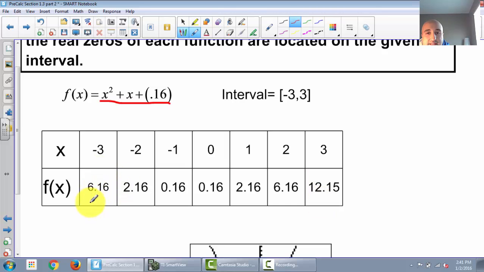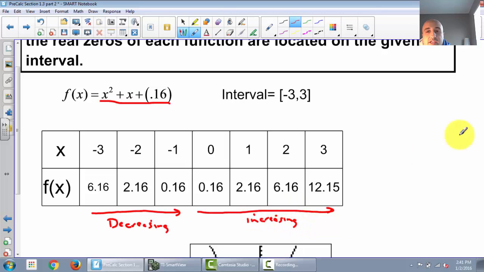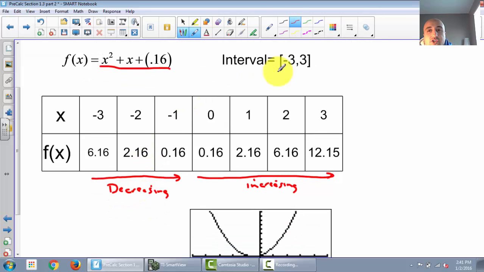But we can make a little inference here that it's getting smaller. So going from here to here, it is decreasing. And from here to here, starting here, it is increasing. So just because it doesn't change from negative to positive or positive to negative doesn't mean there isn't a zero. It just says there will be a zero if it does do that.